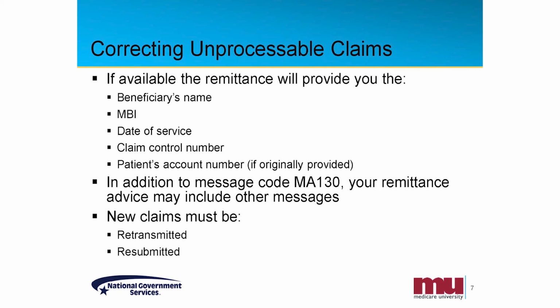When claims are returned through the remittance advice process, if available, the remittance advice will indicate the beneficiary's name, Medicare Beneficiary Identifier or MBI, the date of service, the claim control number, and the patient's account number if originally provided. In addition to message code MA130, your remittance advice may include an additional reason or remark code message to explain the specific reason for the rejection. New claims must be retransmitted if the provider is billing electronically or resubmitted if the provider is billing on paper using the CMS 1500 claim form.